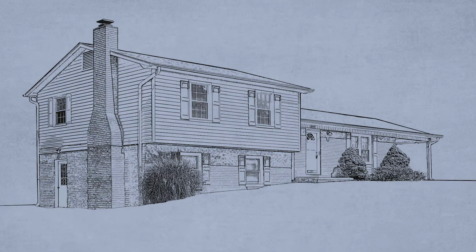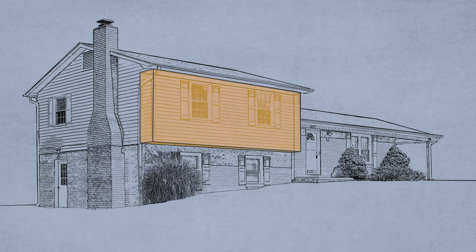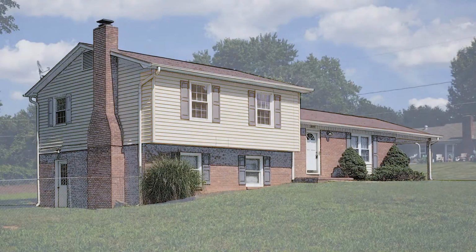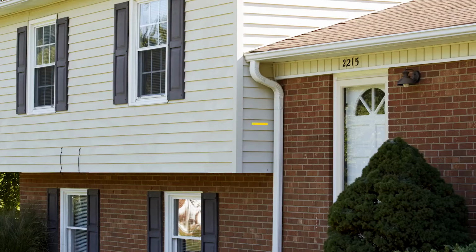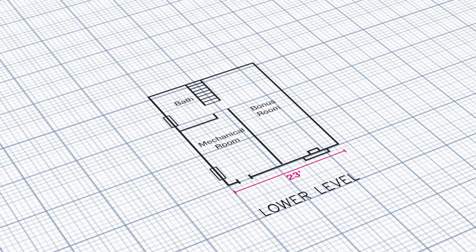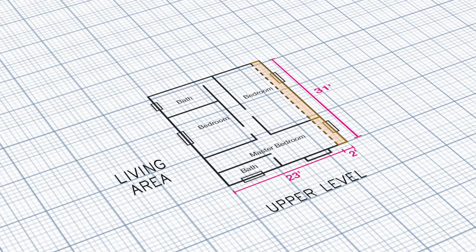Recall that the upper level overhangs the lower level on the front side of the home. The upper level is flush with the lower level on the back and the side of the home. Measure the amount of the overhang. The overhang is 2 feet. Add this to the width of the lower level in order to get the width of the upper level. The result is an upper level that is 31 feet long and 25 feet wide.